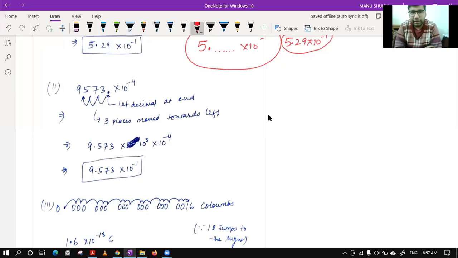In this question, 9573 into 10 power minus 4, there was no decimal at all. No decimal was given to you. So as I've told you, when no decimal is given to you, we can place a decimal on our own at the end of the term or the number. Now we have to move this decimal to left side, one place, two place, three place. So as we have gone three places to the left, we will multiply with positive power of 10, that is 3, and we already have this thing, so we can solve this and get the answer.